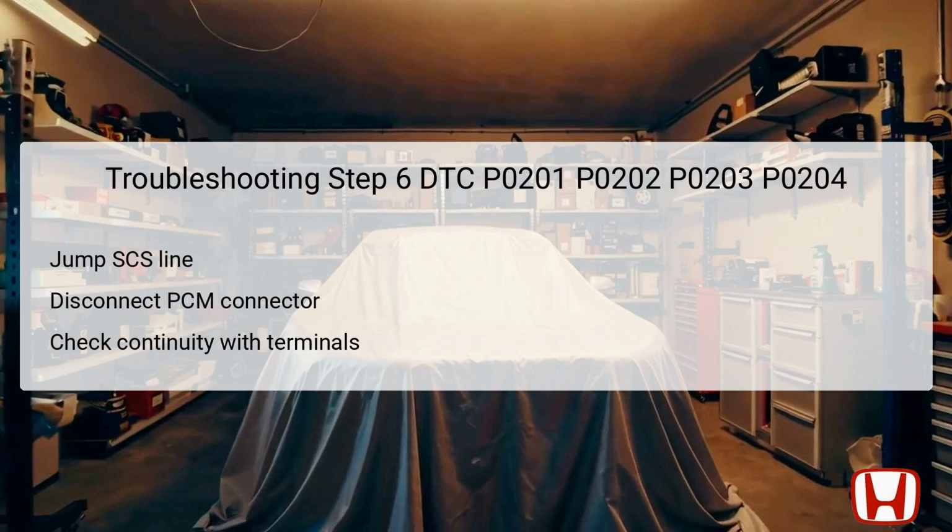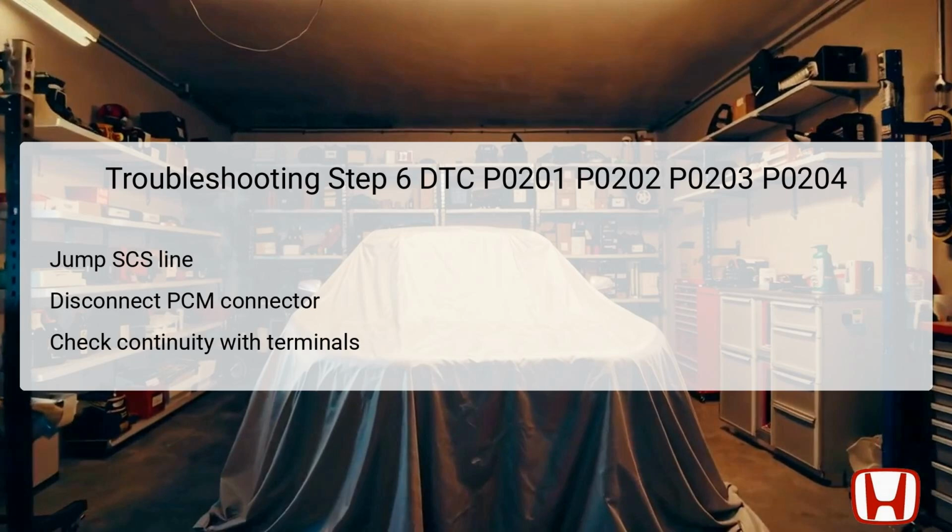The final troubleshooting step involves another round of continuity checks, this time to confirm that the INJ wire is functional. As with the previous steps, start by jumping the SCS line with the HDS and then disconnecting the PCM connector C, 51P. With the injector 2P connector for the problem cylinder disconnected, check for continuity between test points 1 and 2, where test point 2 corresponds to the appropriate PCM terminal for the cylinder in question.